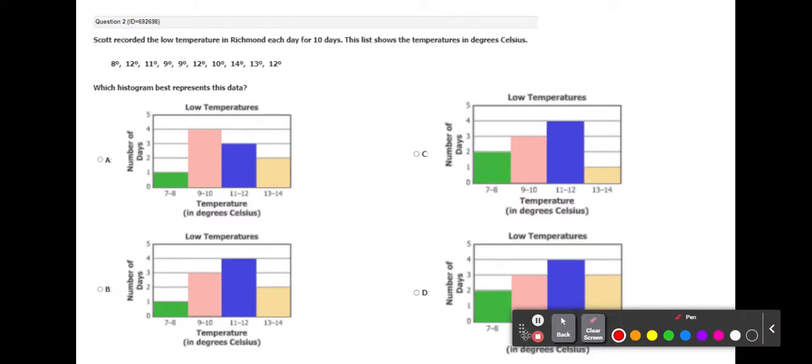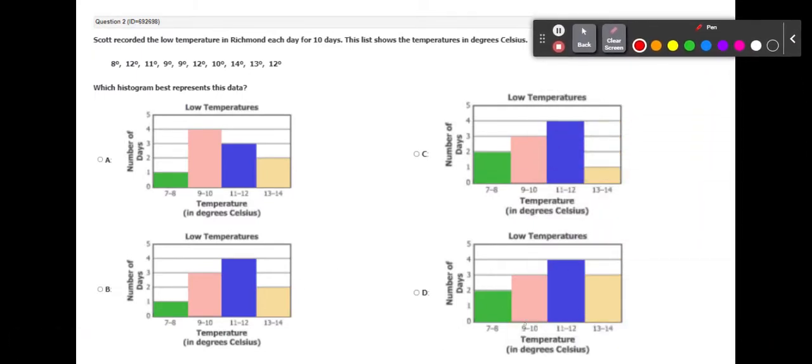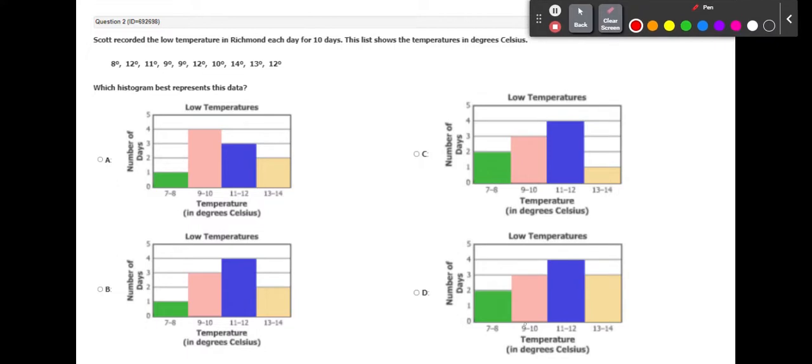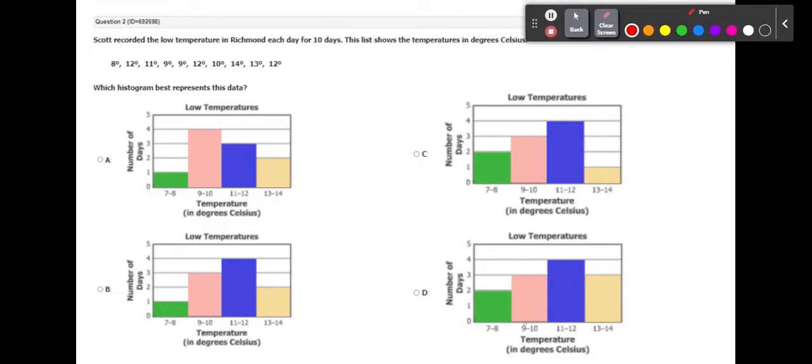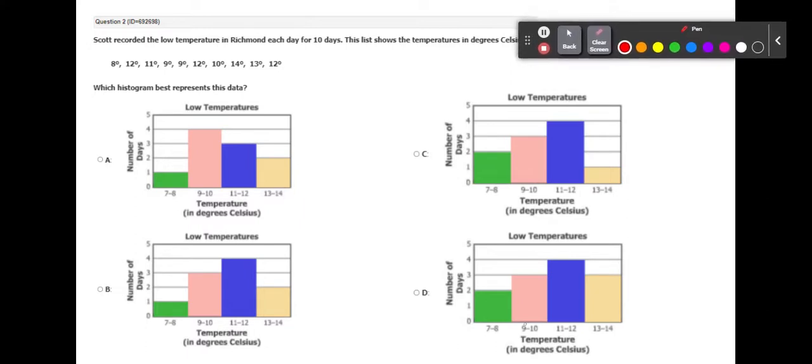Number 2 looked like this. Scott recorded the low temperature in Richmond each day for 10 days. The list shows the temperatures in degrees. So which histogram best represents this data? So this was really just counting. We're looking for, if we look in the first interval, so right now I'm looking at the 7 to 8 range, and this is a 1, and this is a 1, this is a 2, and this is a 2. So I might be able to cut it down from there.